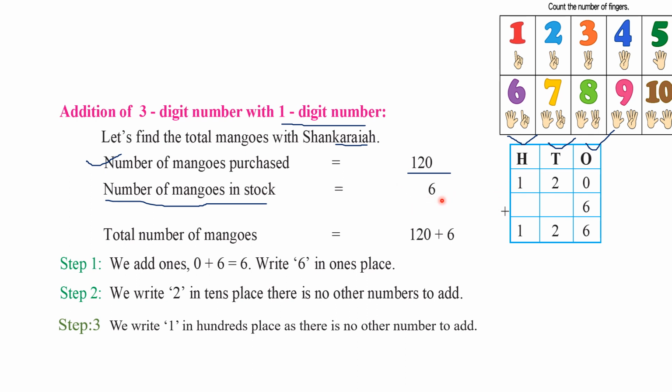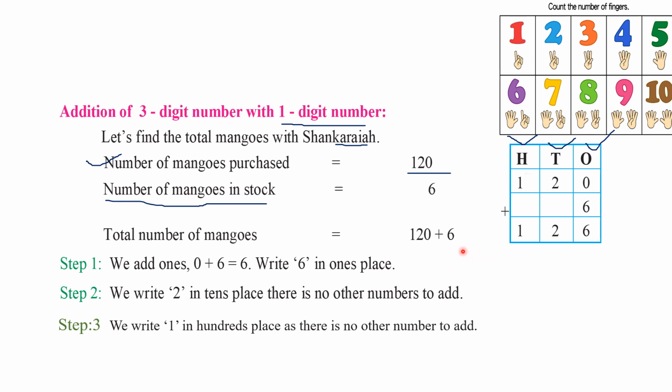And here 6 in the sense it is in ones place. And 120. So ones, tens, hundreds. So you know how to write in expansion form, right? 120: 0 ones, 2 tens and 1 hundred. Okay, 1, 2, 0, right? So now is there anything in ones above 6? Nothing. So 0 plus 6 is the same value. So 6, and in tens it is 2, and hundreds it is 1.